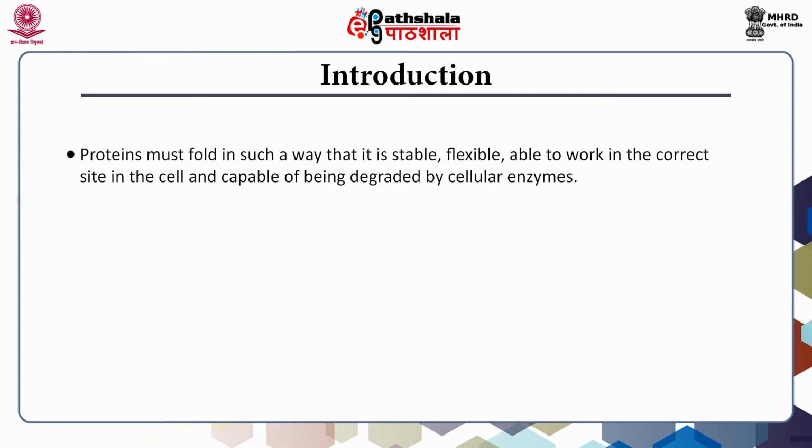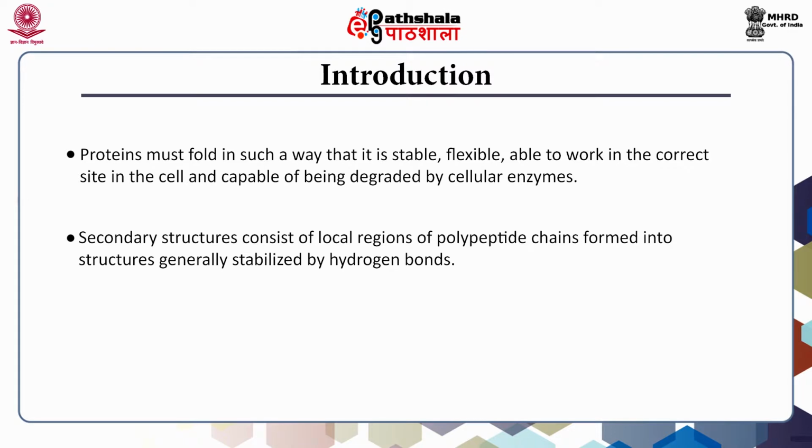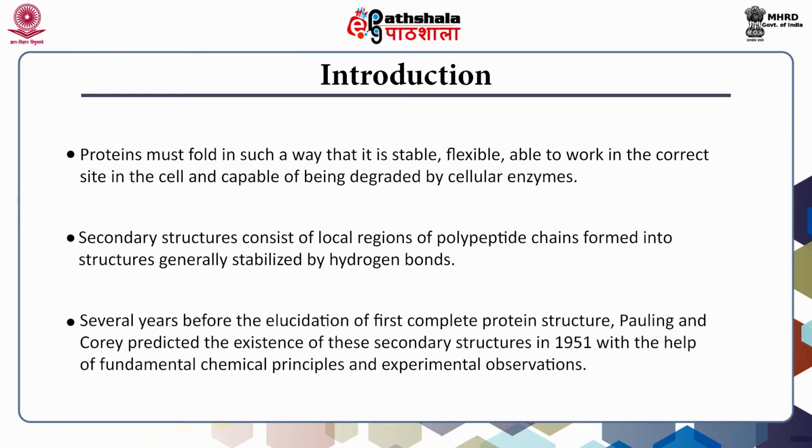Introduction. Proteins must fold in such a way that it is stable, flexible, able to work in the correct site in the cell and capable of being degraded by cellular enzymes. Secondary structures consist of local regions of polypeptide chains formed into structures generally stabilized by hydrogen bonds. Several years before the elucidation of the first complete protein structure, Pauling and Corey predicted the existence of these secondary structures in 1951 with the help of fundamental chemical principles and experimental observations.